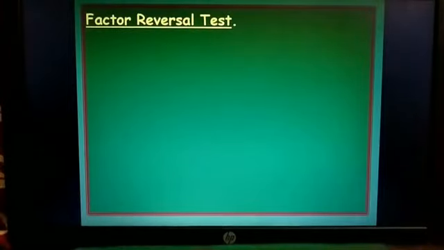Current year and base year were time periods. Factors in the sense price and quantities, we consider them to be factors. So in factor reversal test, we will be interchanging price and quantities. Let us know what the procedure is exactly. Factor reversal test.